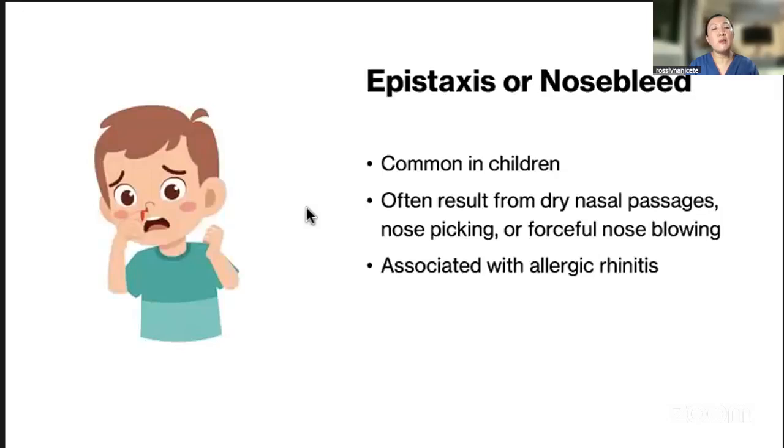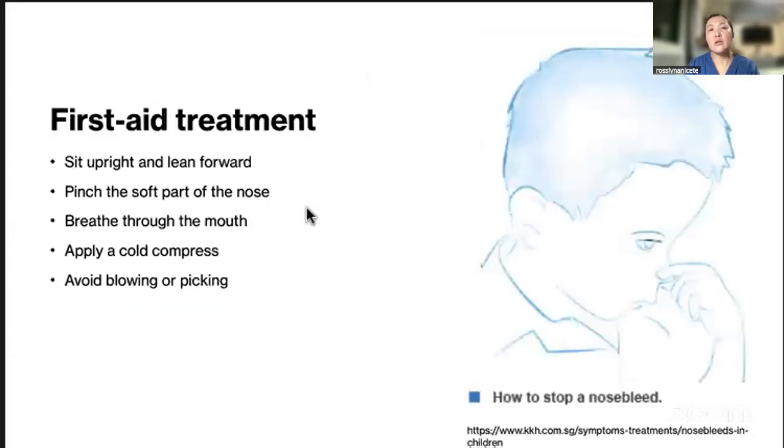Okay, the other common condition in children is epistaxis, or nosebleeding. This often results from dry nasal passages, nose picking, or forceful blowing of the nose associated with allergic rhinitis. During an acute episode of nosebleed, you should ask the child to sit upright and lean forward, to prevent them from swallowing blood, and then ask the child to pinch the soft part of the nose just above the nostril firmly for 10 minutes.